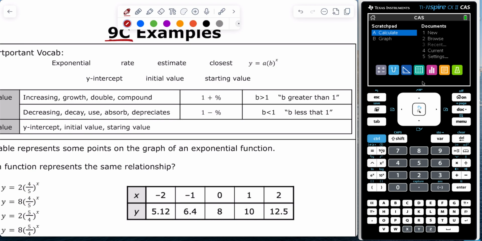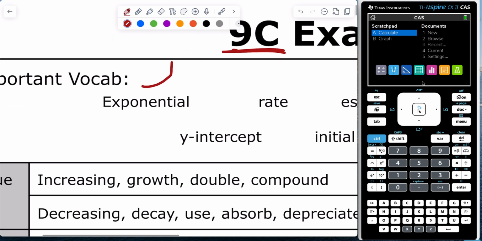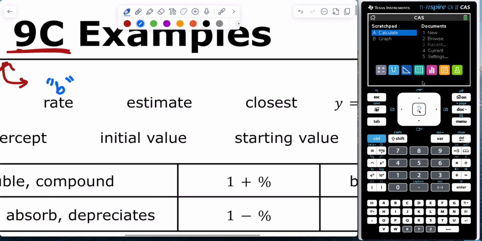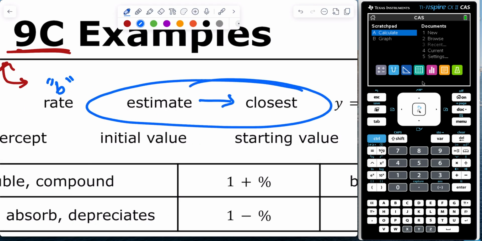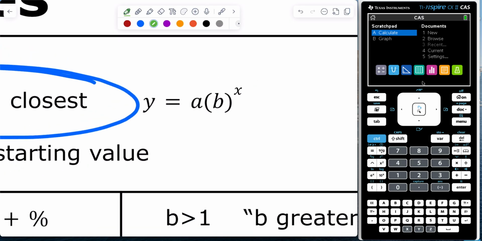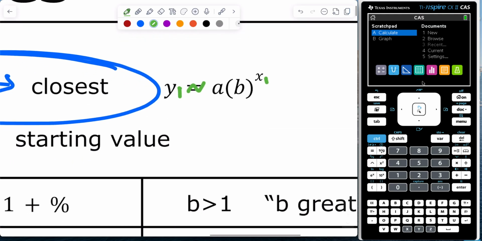Going to be exponential functions. So remember, exponential functions are the J shape, like this or like this. I have my rate, which is my B value. Then I have estimate, which means closest, like my closest answer. And then I have my exponential equation. Remember, this is y1 squiggly line a, parentheses, b, parentheses, x, little 1.